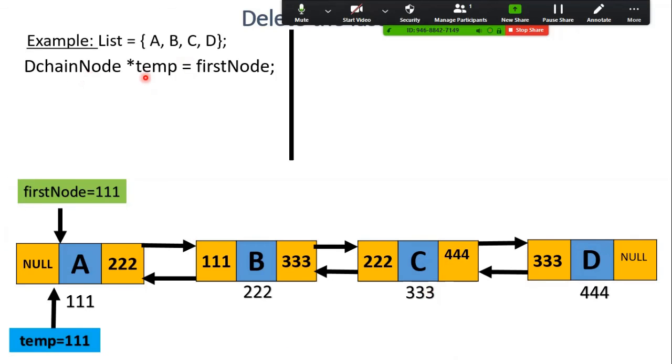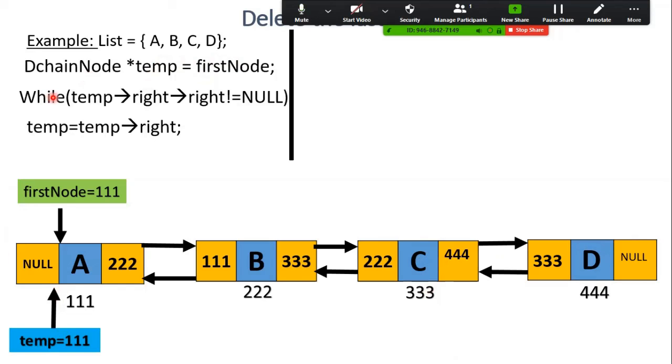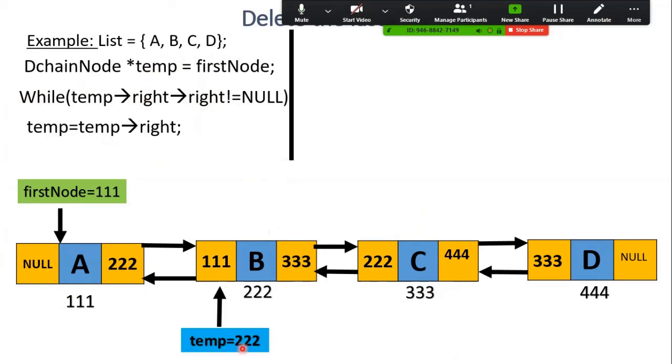Okay, D chain node, temporary pointer I taken. That is pointing to what? First node. Okay, while temp of right of right. Temp of right is what? 2. Okay, that is next node. Right of right is what? 3, that is C node. It is not equal to null, right? 3 is not equal to null. So, it means that temp equals to temp of right.